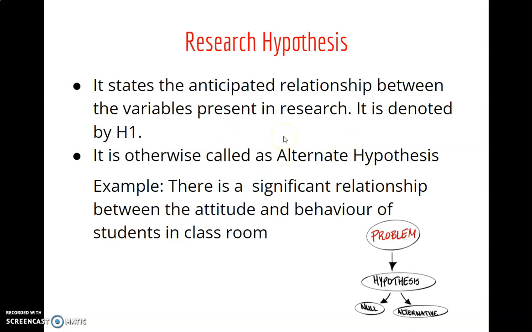So the next one is research hypothesis. It is otherwise called as alternate hypothesis. It states the anticipated relationship between the variables present in research. So it is denoted as H1. So here clearly the researcher talks about the relationship between, or what he is predicting at the end of the research. So he gives a relationship between 2 variables which are taking part in the research. So the example is there will be a significant relationship between attitude and behavior of students in the classroom. So it is otherwise called as alternate hypothesis or research hypothesis.